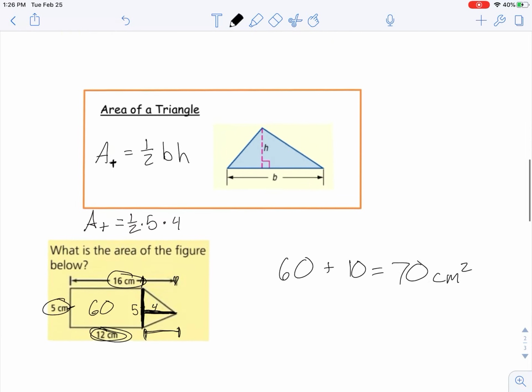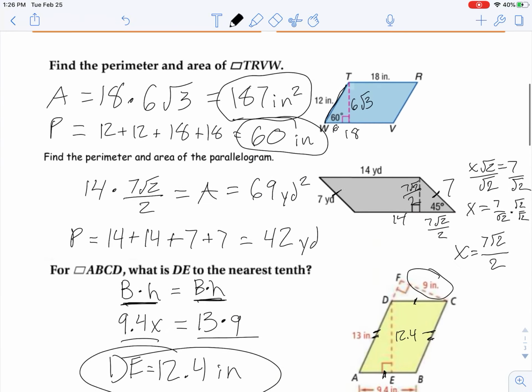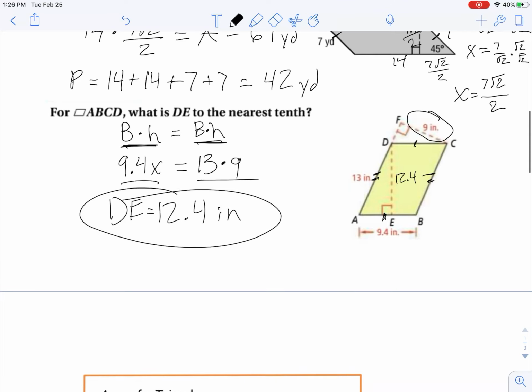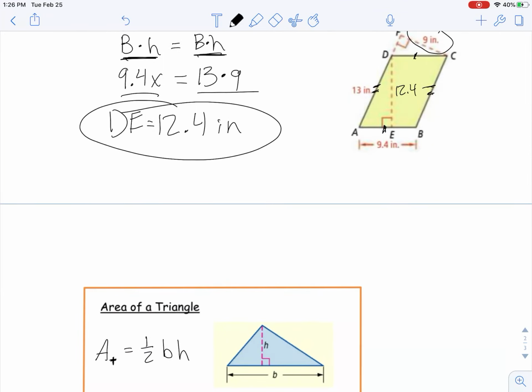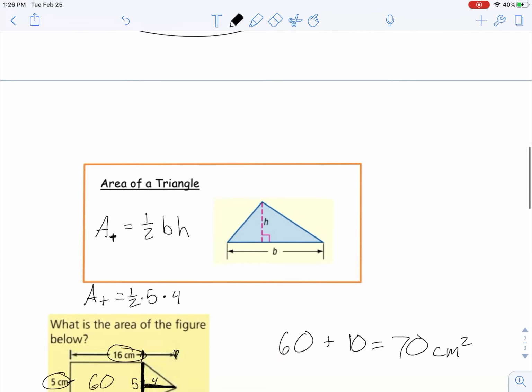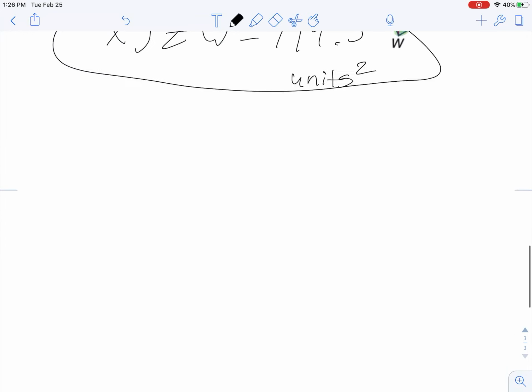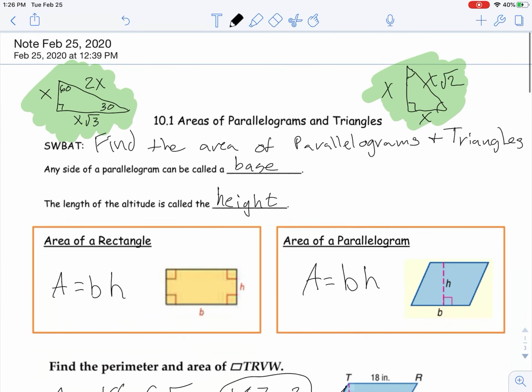That is it. Look for triangles. Even if you're doing parallelogram stuff, look for those 30-60-90, 45-45-90, and sometimes you might even come across some that you're going to have to use sine, cosine, and tangent for to figure out those other sides. But that's it for this lesson.